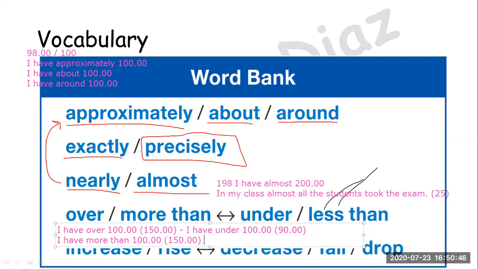And remember, over and more than is the same. Under and less than is the same. Over is the opposite of under and less than. So I could say another example. I have less than 100 pesos. Well, imagine that I have only 95 pesos.